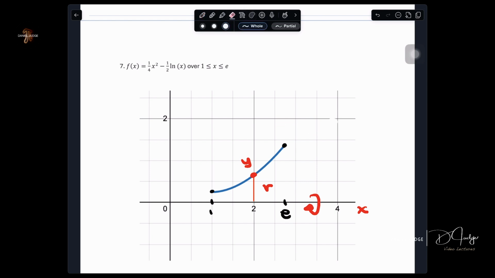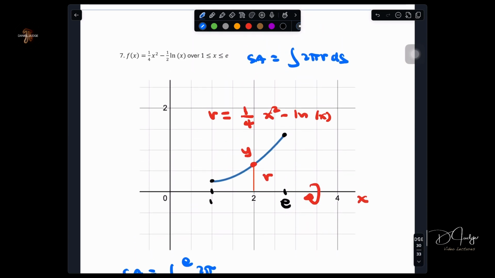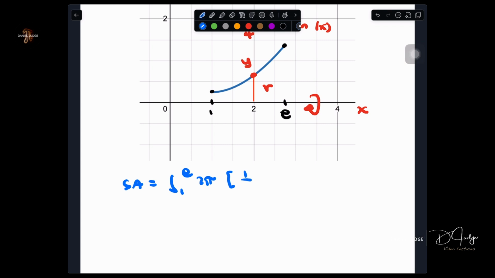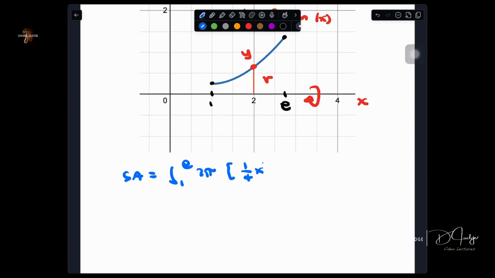And let me move this all if I can. Let's write it over here so you guys can see. 1/4 x squared minus the natural log of x. So your surface area is going to be the integral 2 pi r ds. So then the surface area will be the integral from 1 to e 2 pi r, is that function 1/4 x squared minus natural log.